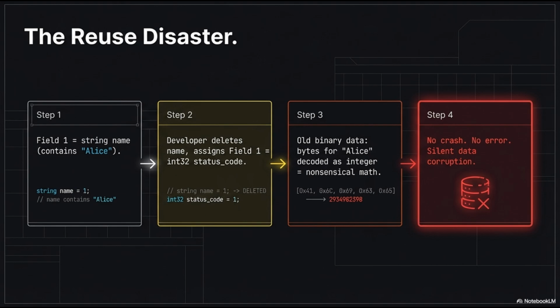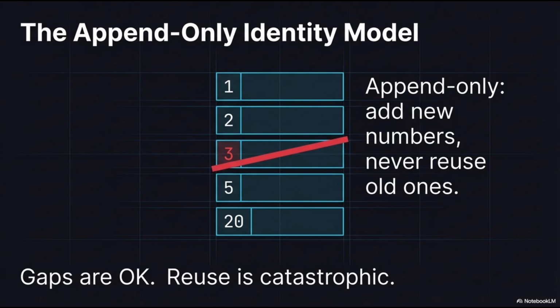So you've just silently corrupted your data pipeline? And by the time you notice the weird analytics data downstream, the damage is already done. Field numbers are permanent wire identifiers. That fundamentally changes how you approach writing the schema. Yeah. Like you are building a permanent append-only log of identities. Yes, append-only is exactly the right mindset.